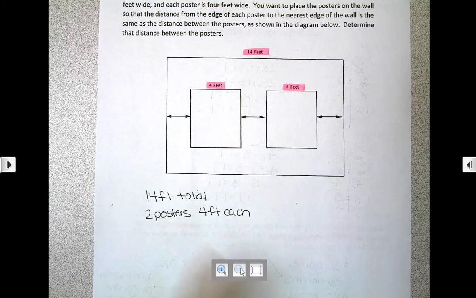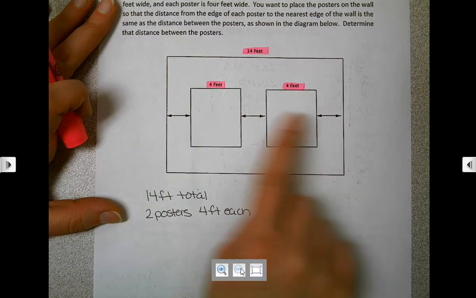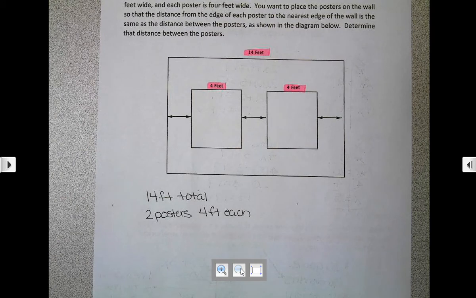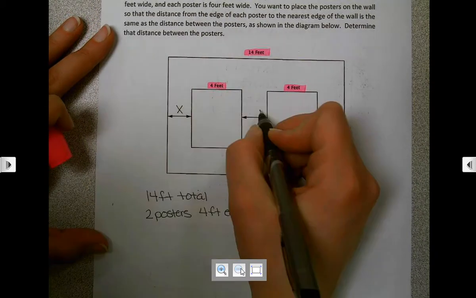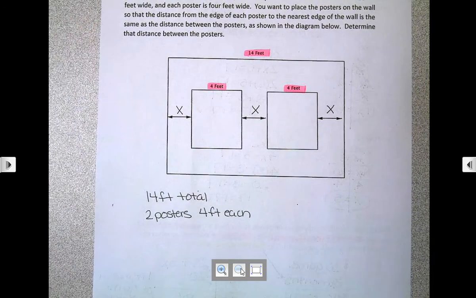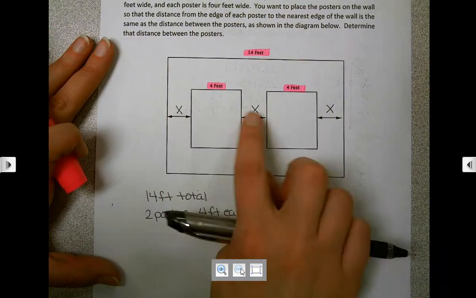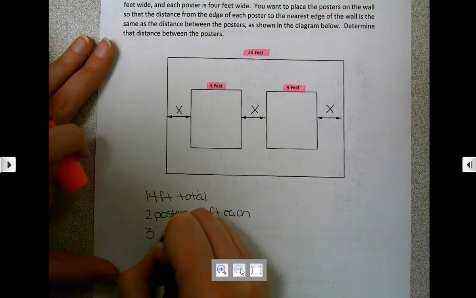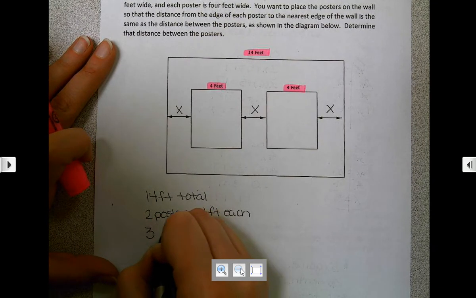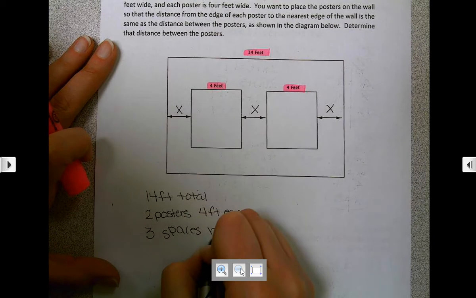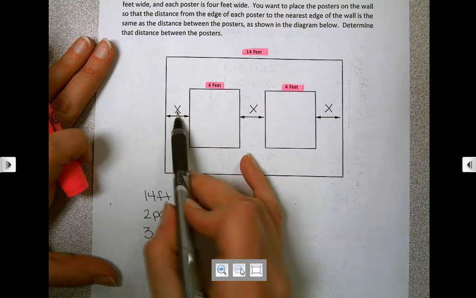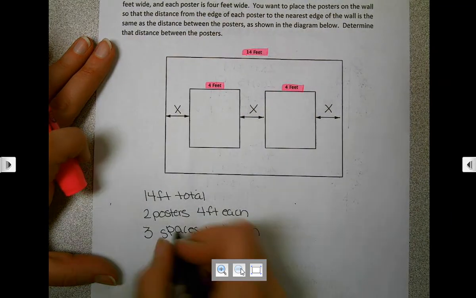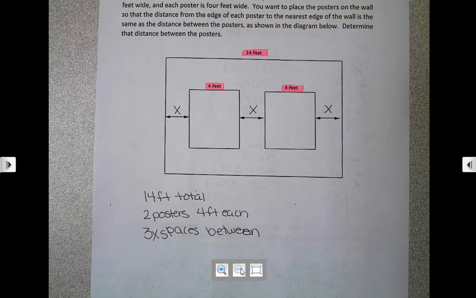Okay. And then we have these three spaces, and those three spaces represent the unknown distance between the two posters. And anytime we have an unknown measurement or unknown number, we're going to call those X, or we can use any other variable we would like. So we have 1, 2, 3 spaces between. Okay, and because we don't know what the value of those 3 spaces are, we're going to call it 3x.